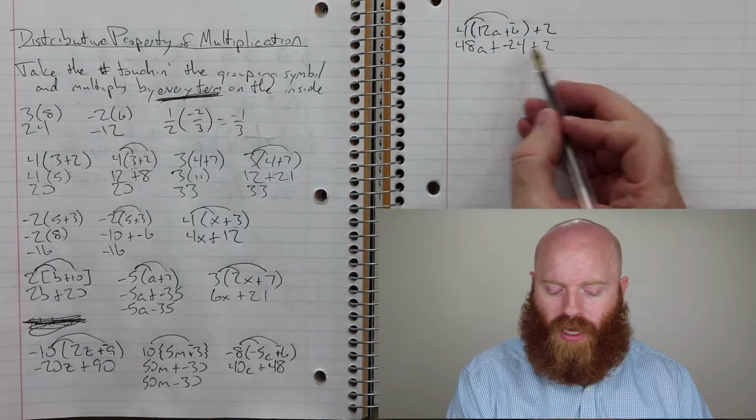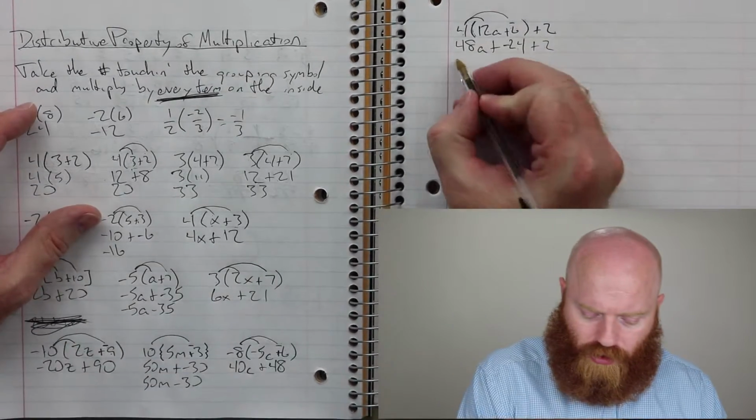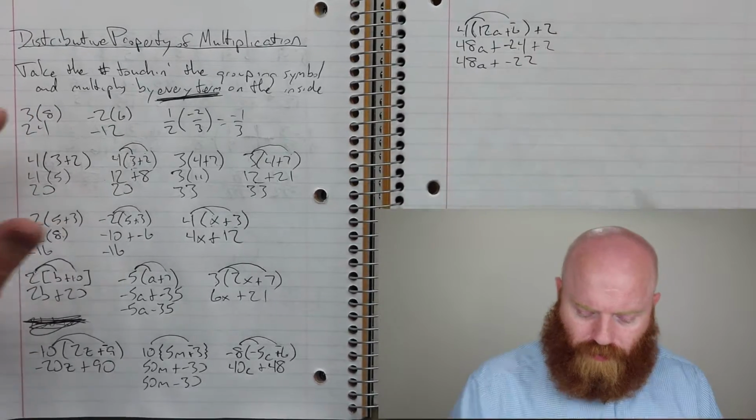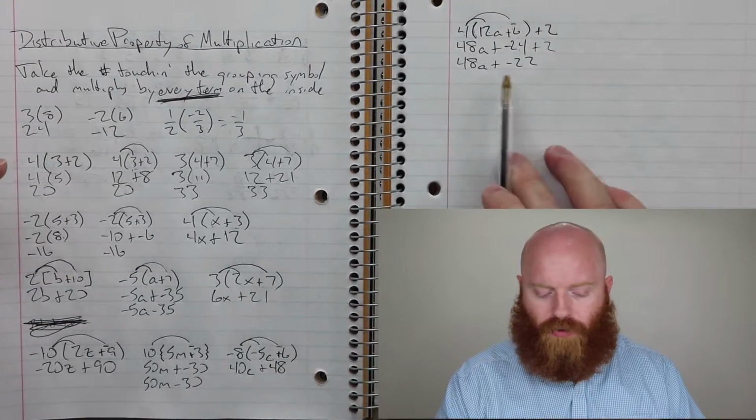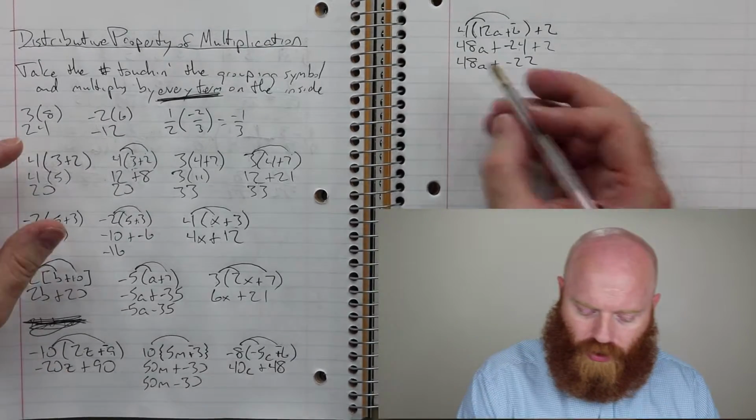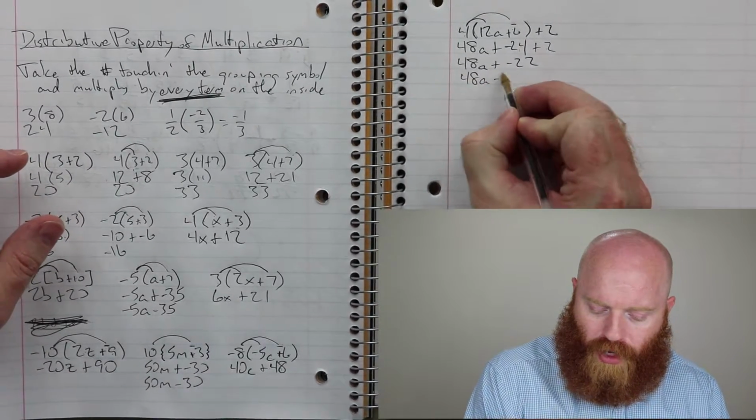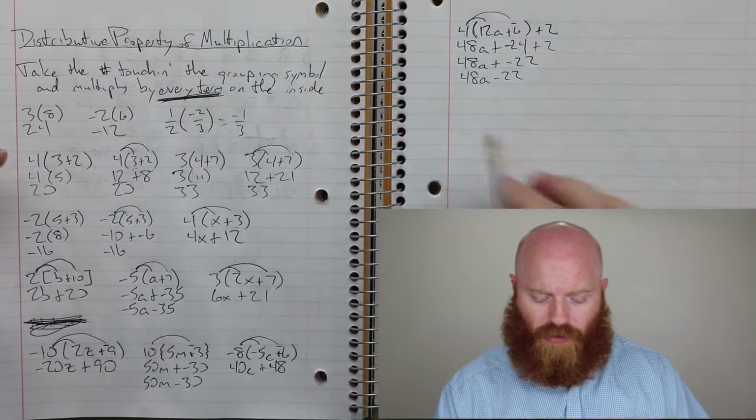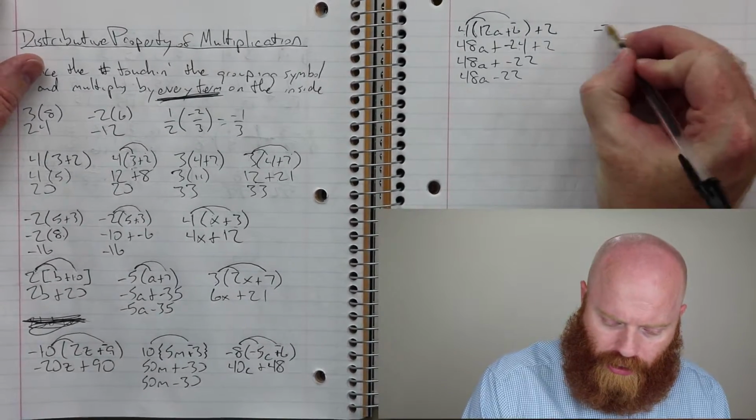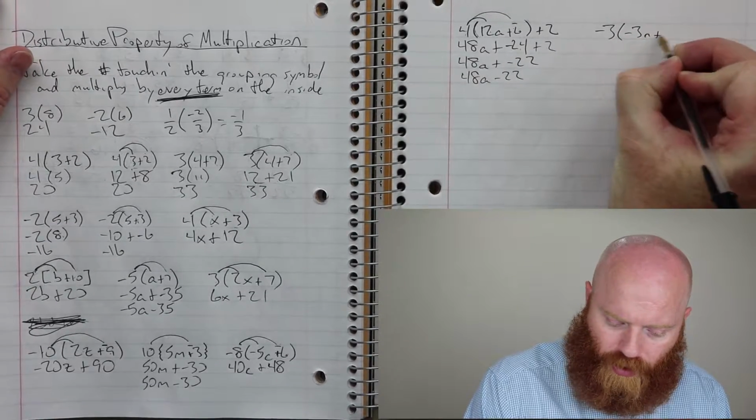But the bottom line is 24 bad guys plus 2, that's 22 bad guys. So this is 48A. And then like I was saying before, I never put plus negative on my answer. I will change that back to subtraction for presenting my answer. I would put 48A minus the 22. That would be my answer.